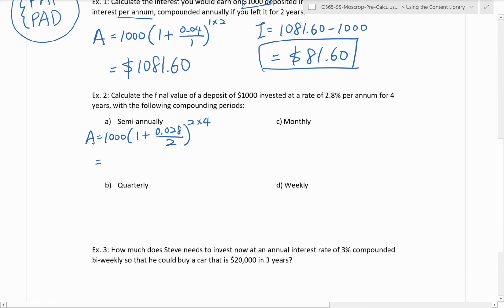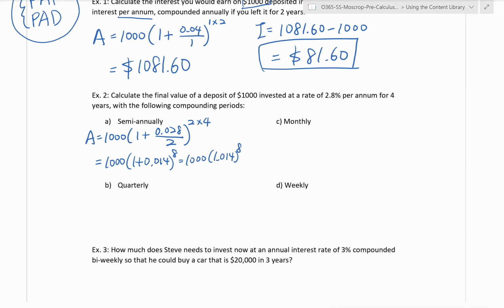So this exponent means how many times you're collecting the interest in total. Okay, so now you put this into a calculator. Don't forget math, you need to do 0.028 divided by 2 first. You know what? I'll show you all the steps in this case. This is 1 plus 0.014 to the power of 8. And this is 1,000 times 1.014 to the power of 8. Raised to the power first.